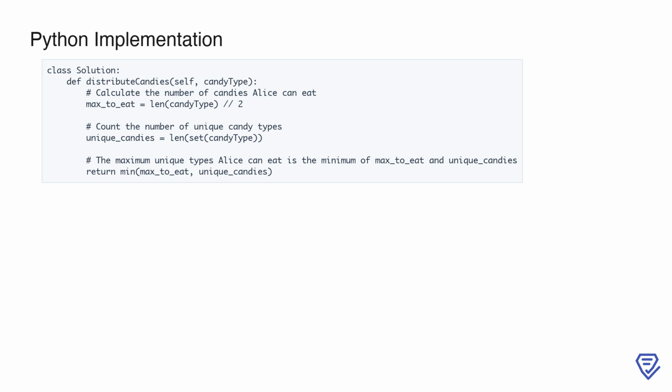Finally, the problem requires us to return the maximum number of unique candy types Alice can eat. This is constrained by either the number of unique candy types, unique_candies, or the total candies she is allowed to consume, max_to_eat. Therefore, we take the minimum of these two values, return min(max_to_eat, unique_candies). This approach effectively balances between the constraints of how many candies Alice can eat and how many unique types are available. The solution is efficient with a time complexity of O(n), where n is the length of candy type, due to the conversion of the list to a set, and a space complexity of O(k), where k is the number of unique candy types in the input array.